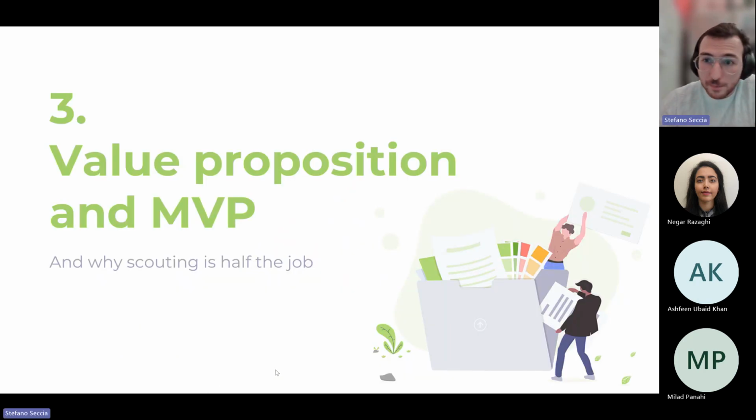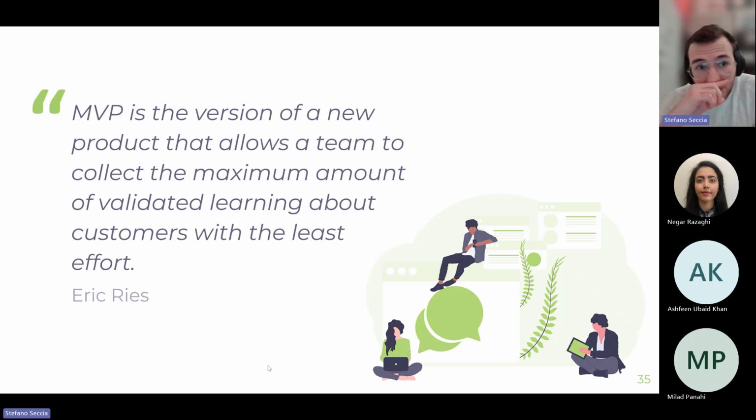So, value proposition, MVP. MVP, or minimum value product, is the version of a new product that allows our team to collect the maximum amount of validated learning about customers with the least effort. So basically, it's another data gathering tool.